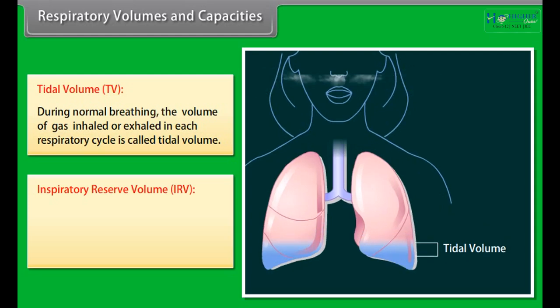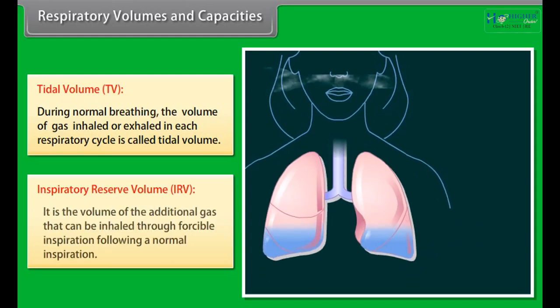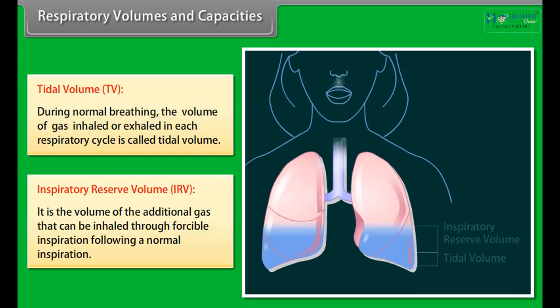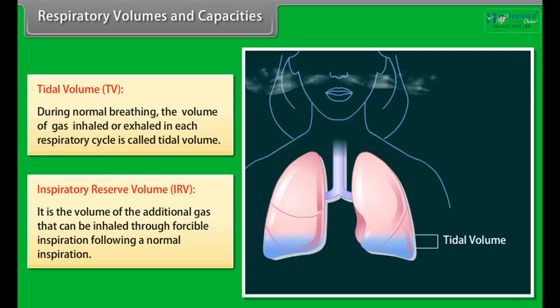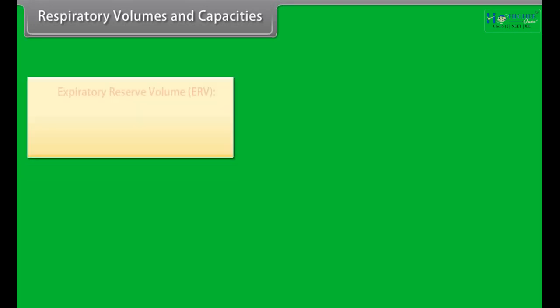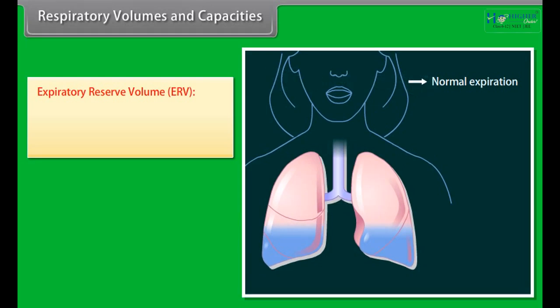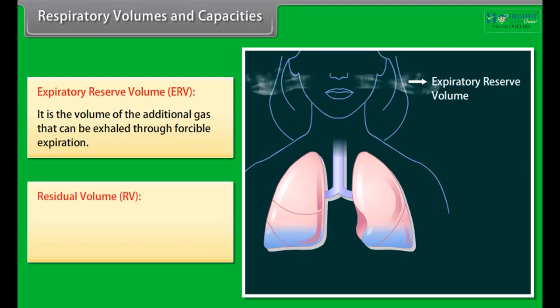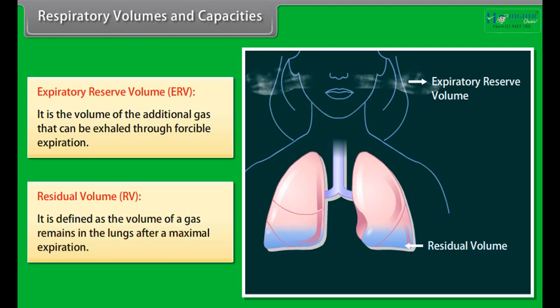Inspiratory reserve volume, IRV. It is the volume of the additional gas that can be inhaled through forcible inspiration following a normal inspiration. Expiratory reserve volume, ERV. It is the volume of the additional gas that can be exhaled through forcible expiration. Residual volume, RV. It is defined as the volume of a gas that remains in the lungs after a maximal expiration.